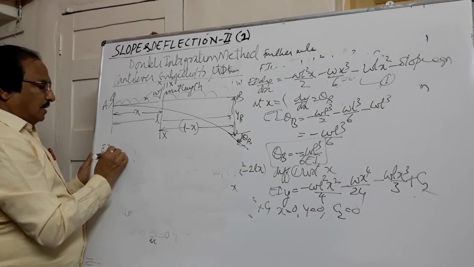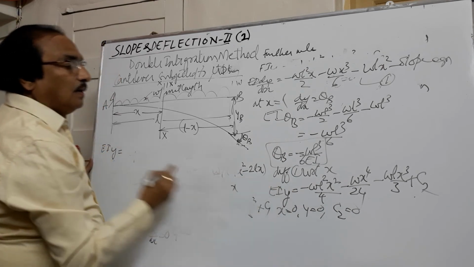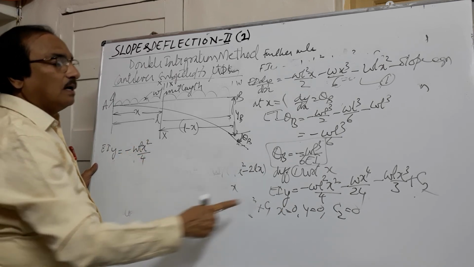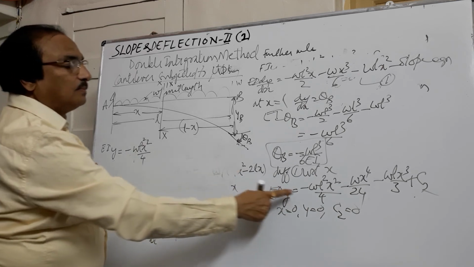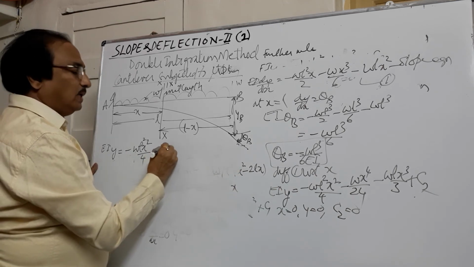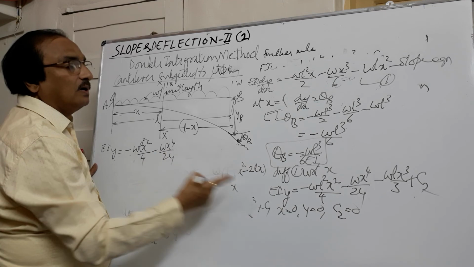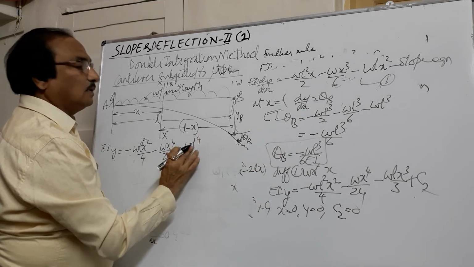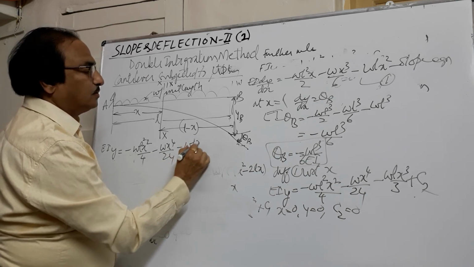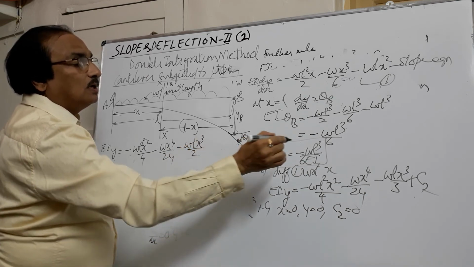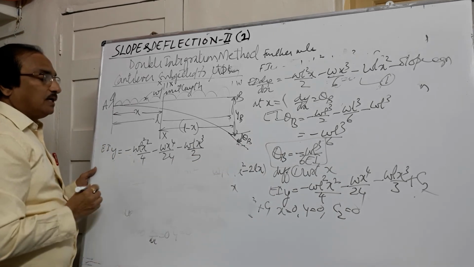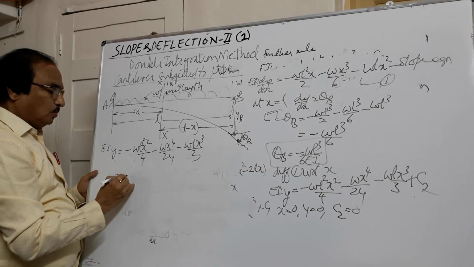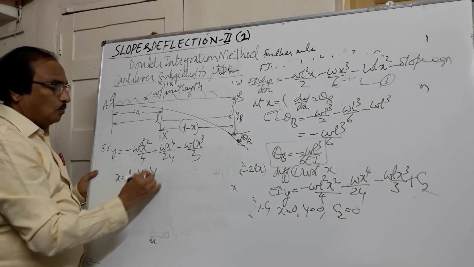EI into y is equal to minus WL squared x squared by 4 minus Wx raised to 4 by 24 minus WLx raised to 3 divided by 2 into 3. C2 is 0 here. So we know maximum deflection is at the end B. So when x is equal to L, y is equal to YB.